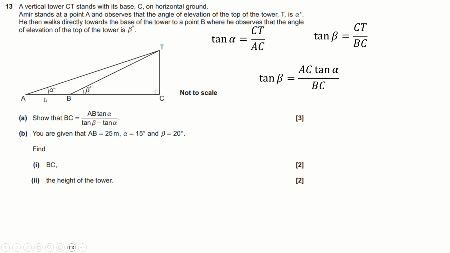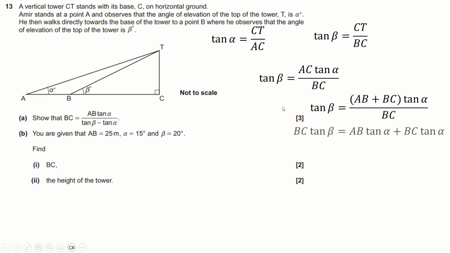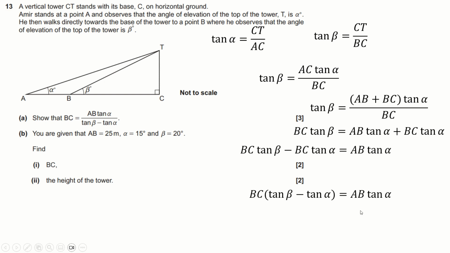Well, I can say AC is AB plus BC. And now all these things are found in here. I just need to make it look like this. So times everything by BC, expand out this top row, move the BC's onto one side, and then factorize them out, and then divide through, and we end up with this here, which is quite nice.